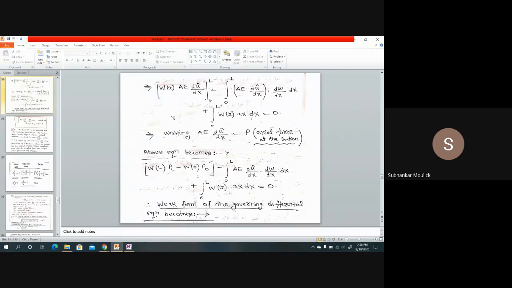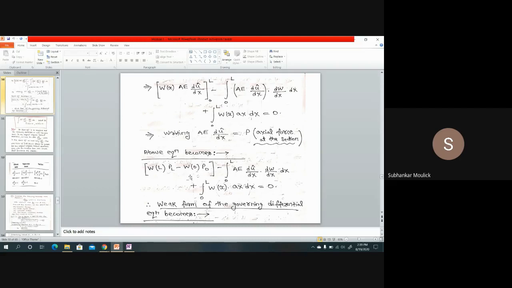Now substitute the lower limit, W of 0. W of 0 into AE du cap over dx is P at x equal to 0, which is P0. So P of 0, minus integral 0 to L A into E du cap over dx into dw by dx into dx, plus integral 0 to L w of x into ax dx, equal to 0. Fine. Now if you see this expression, this particular term is what?